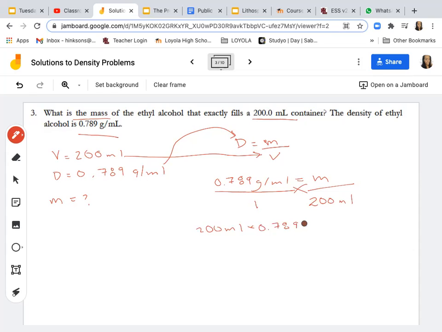789 what? 10, no. Okay, so what happens to my milliliters? They what? Look at the milliliters. They cancel out. Okay, so what was 200 times 0.789?